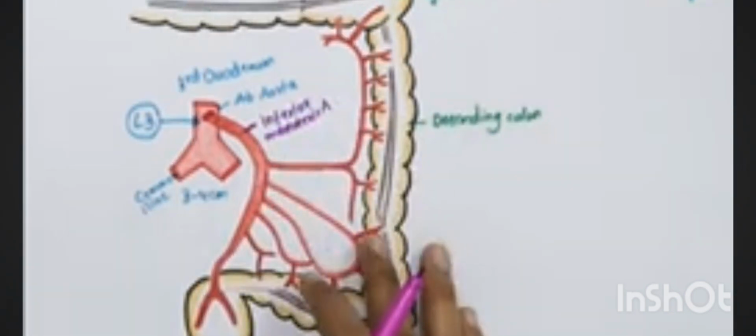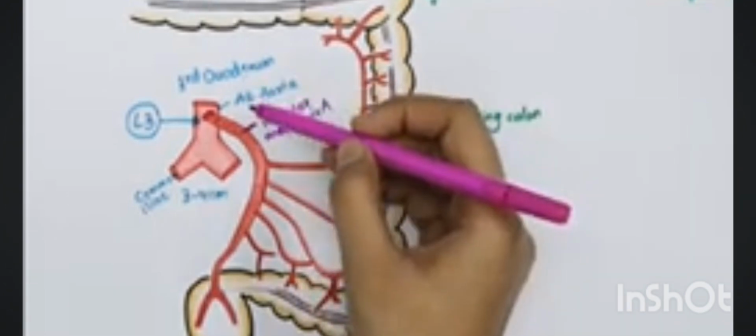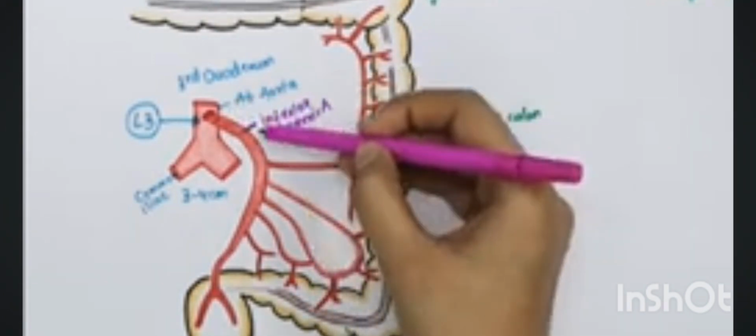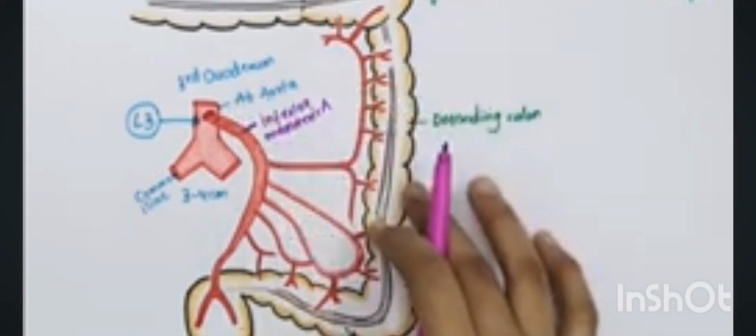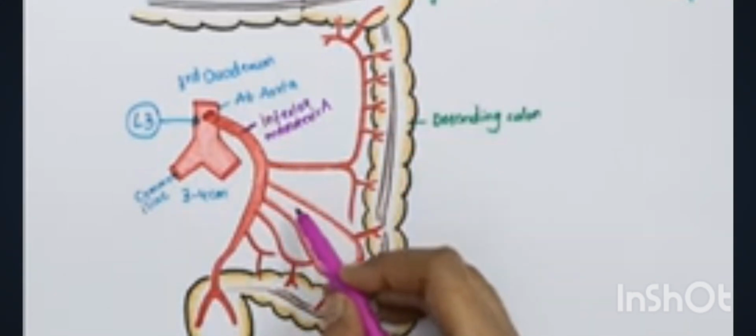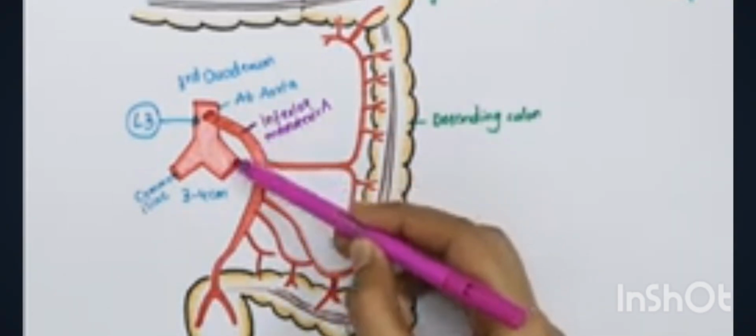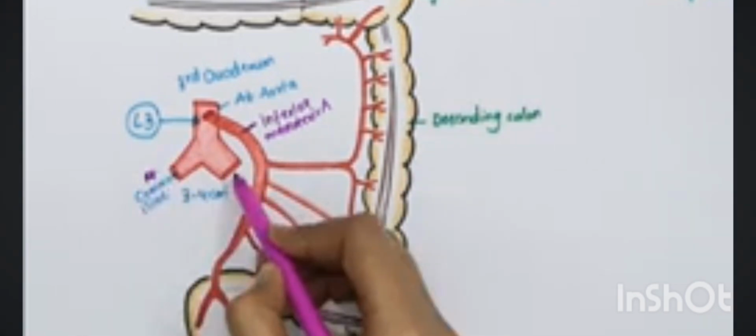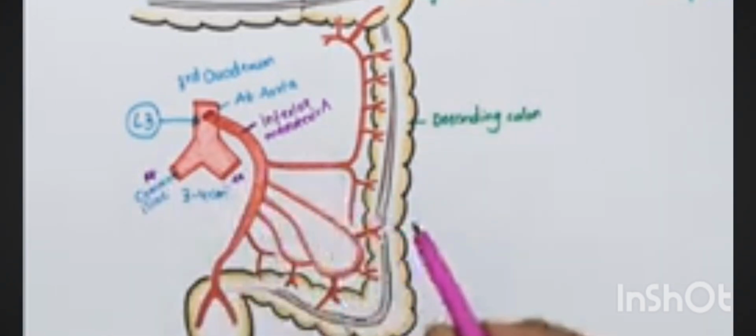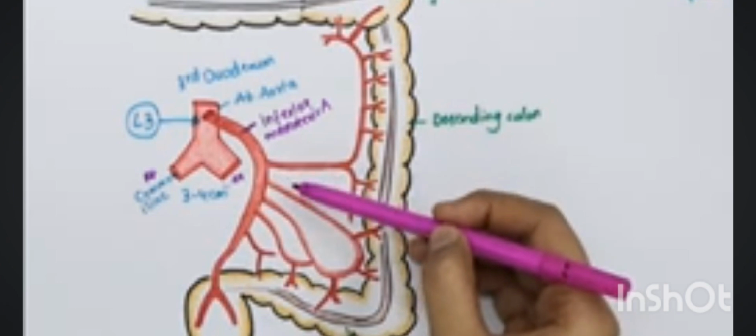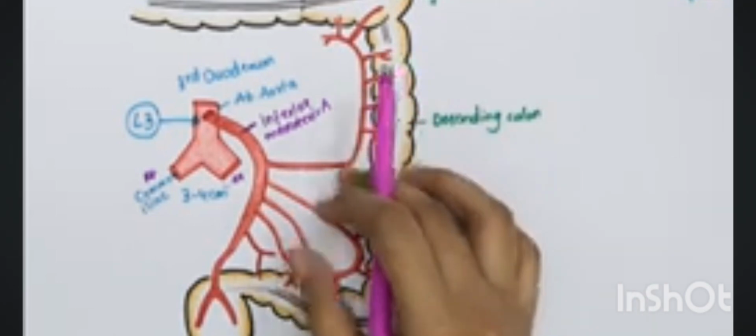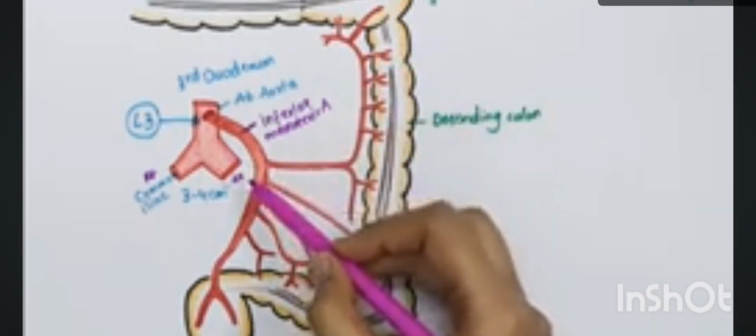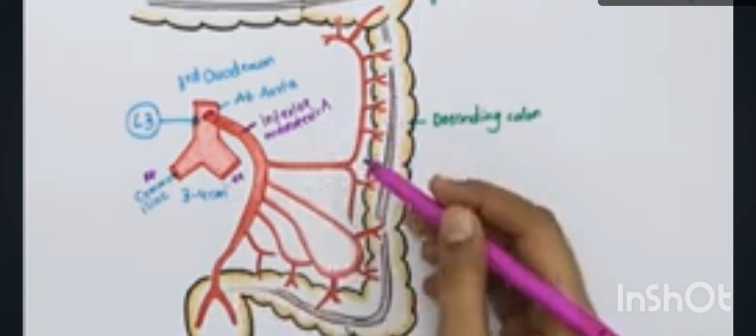And now coming to the course and branches. After arising from the aorta, it runs downwards and to the left side, behind the peritoneum, and it crosses the termination of the left common iliac artery. This is the right common iliac artery and the left common iliac artery. So it passes left behind the peritoneum and crosses the termination of the left common iliac artery, and then it becomes the superior rectal artery.